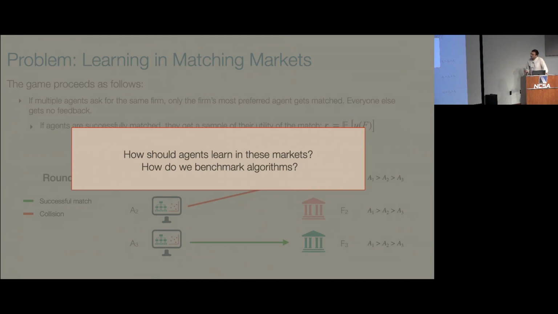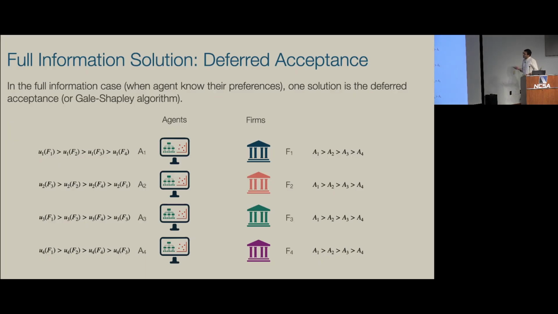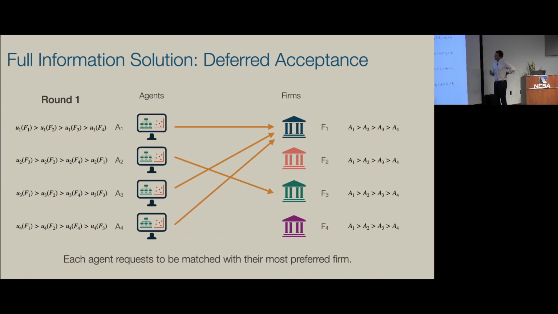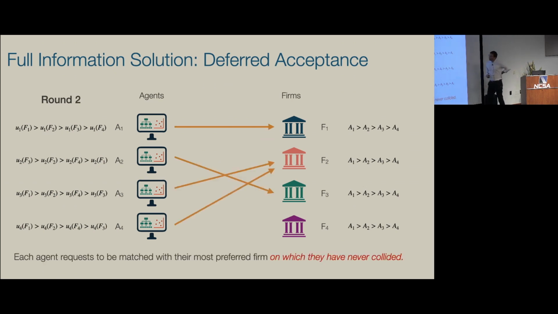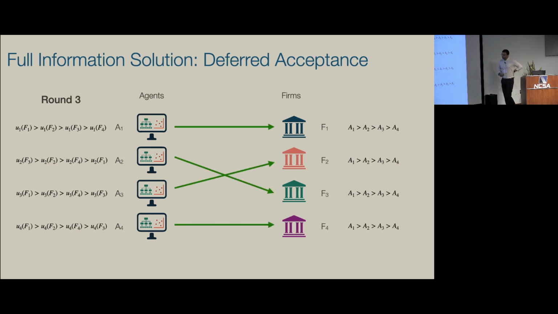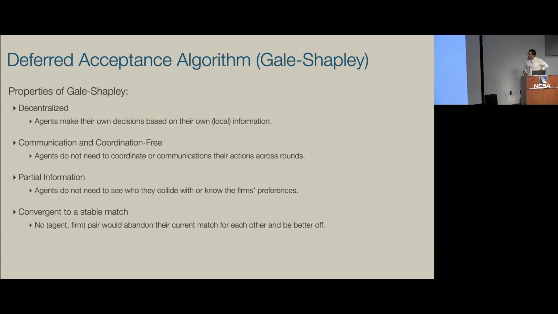The general question in this problem is really how should agents learn in these markets, and how do we benchmark our algorithms? So, Vijay already went over this. The full information solution is really well known. It's just going to be the deferred acceptance algorithm from Gale Shapley. Gale Shapley I don't need to go over, but essentially every agent is just going to request to be matched to their most preferred firm at each round. And then if they collide, they just move on to the ones on which they've never collided before until everyone converges to a stable match.